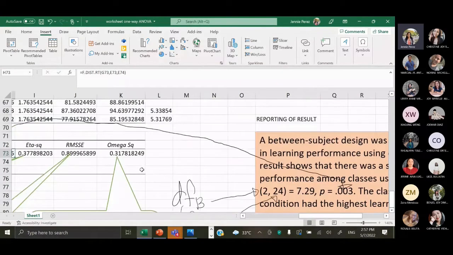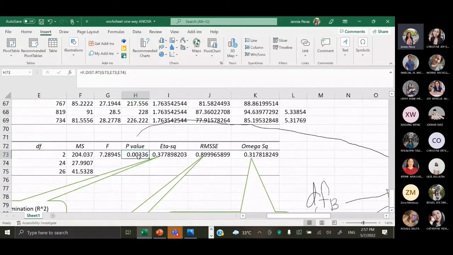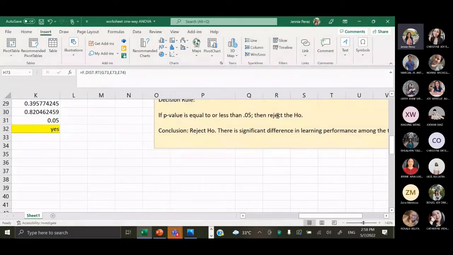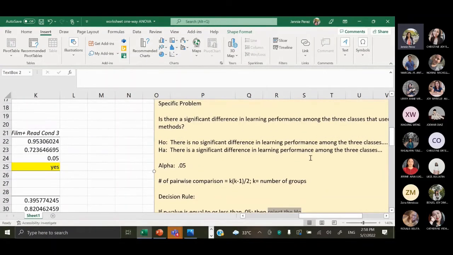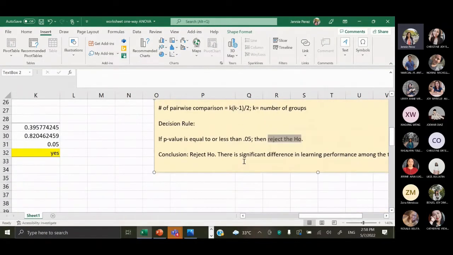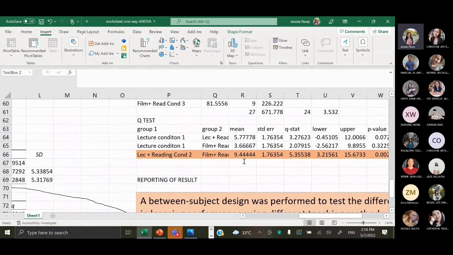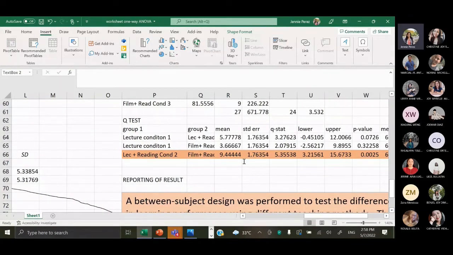So we see here that our p-value is less than 0.05. The actual p-value is 0.003, which is less than the alpha level of 0.05. So therefore, we reject the H0. We reject the H0 and accept the HA. Okay? Now, post-hoc analysis. Since overall, across all groupings, there is significant difference.